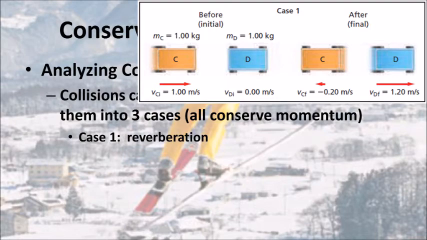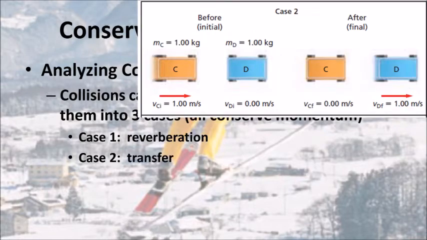So that's case 1 where we have reverberation. In case 2, it transfers all of the energy. So we have that initial 1 unit of momentum coming in from cart C. Cart C hits cart D and then stops. So its momentum is now 0. However, cart D, which weighs 1 kilogram, is now moving at 1 meter per second. So it has a total momentum of 1.